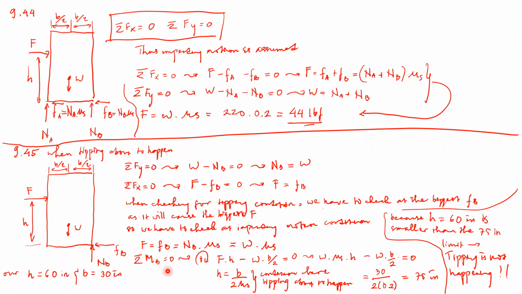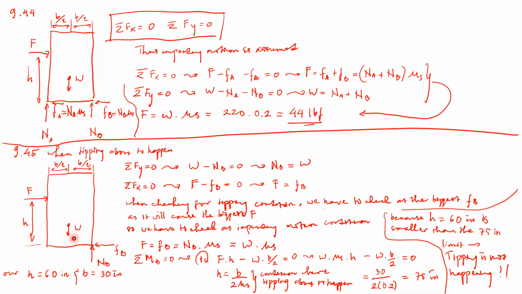You don't necessarily have to use this one. You can just use sigma moment at B equal to 0 and use h equal to 60 inches and use F equal to W multiplied by mu s, which is 44 lbf. NB here is the same as W, 220. Then friction here you can calculate using this one, right? Because we use sigma moment at this one, we can calculate for sigma moment equal to 0 here.